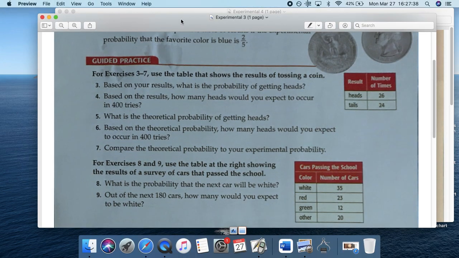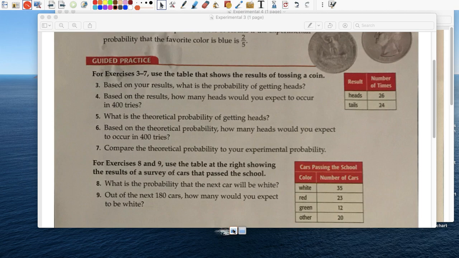All right, here is an experiment. So again, the experimental probability is based on an experiment. Something has to happen. You have to have an experiment with results, right? A coin was flipped 50 times, 26 came heads and 24 came tails. Based on your results, the probability of getting heads would be 26 out of 50, or 13 out of 25. Based on the results, how many heads would you expect to occur in 400 tries?